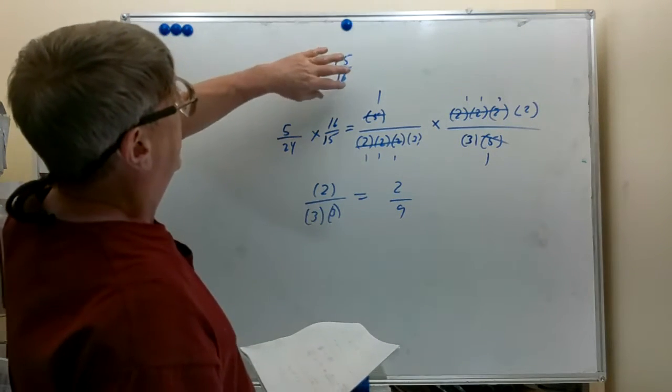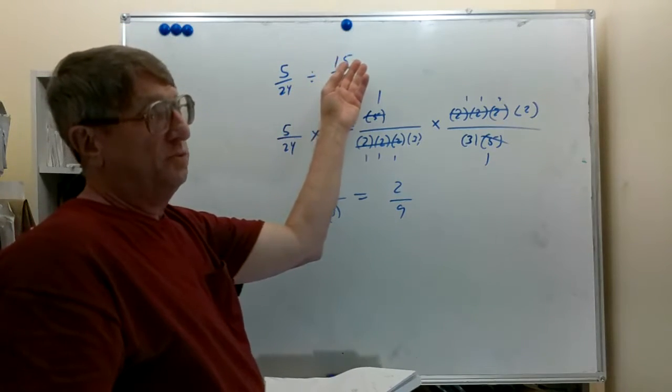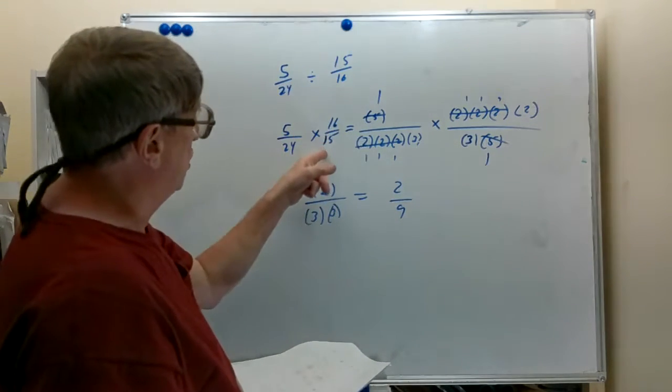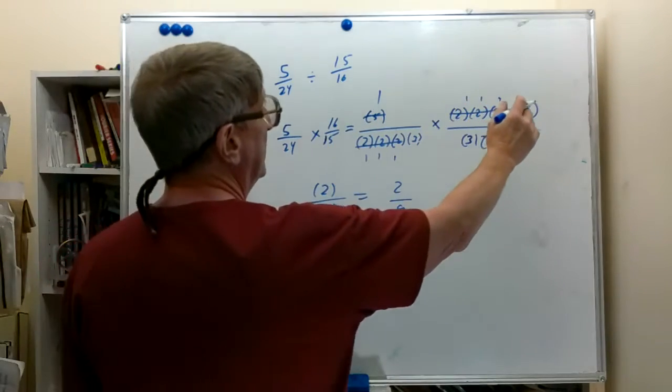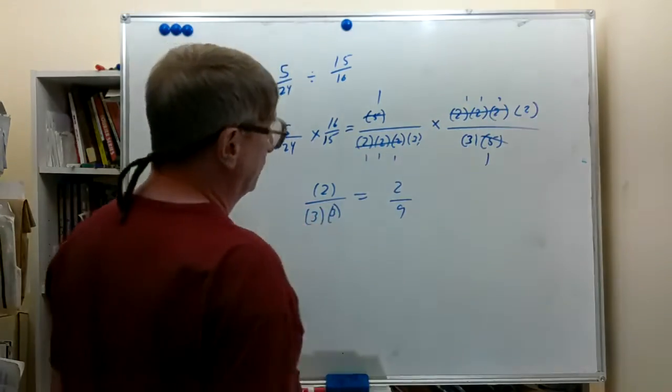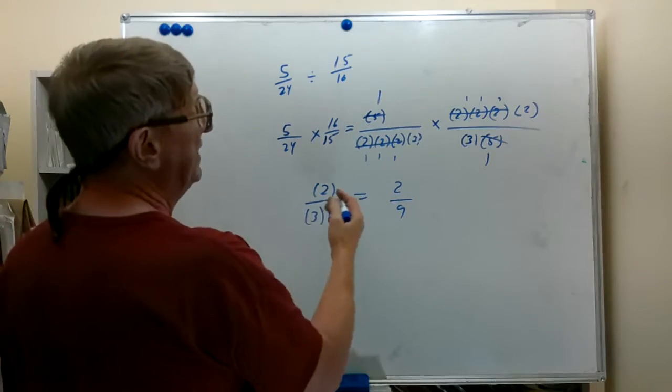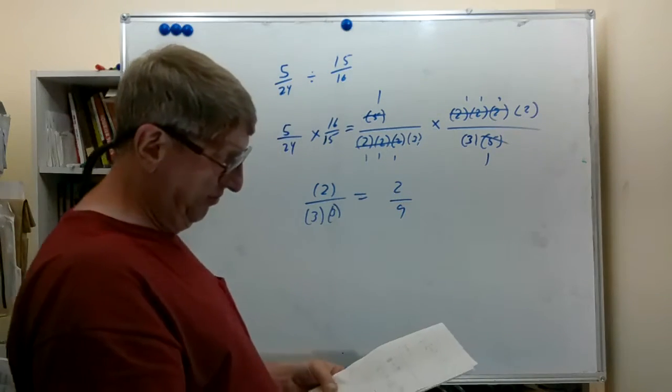So we replaced the divisor with its reciprocal, turned it into a multiplication problem, then we factored to simplify and put things in lowest terms, which made it pretty easy to get the 2/9 result.